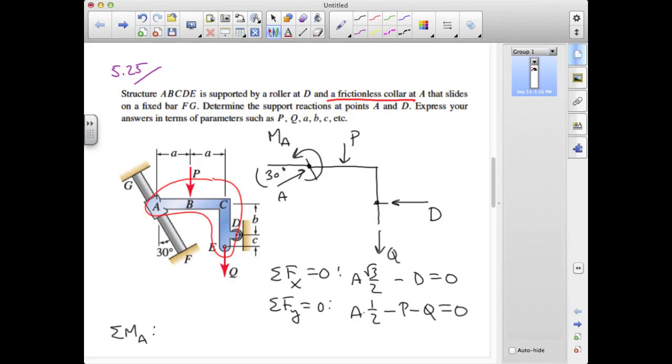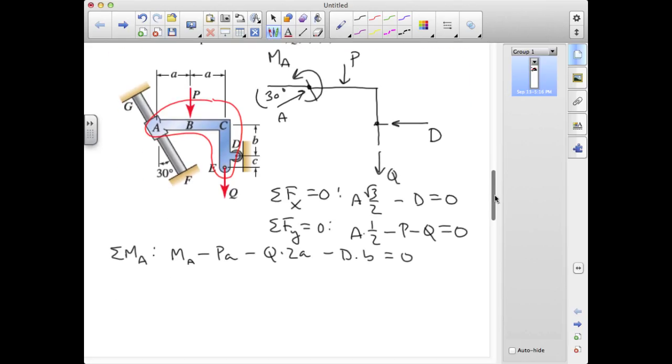If I do that, I have the moment reaction at A itself. Then I've got a contribution from P, which is clockwise and is through a moment arm of little a, so I have minus PA. I also have a clockwise moment contribution from Q, and that's through a moment arm of 2a. And then finally, I've got a contribution from D, and that's through little b. So I've got minus D times little b is equal to 0.